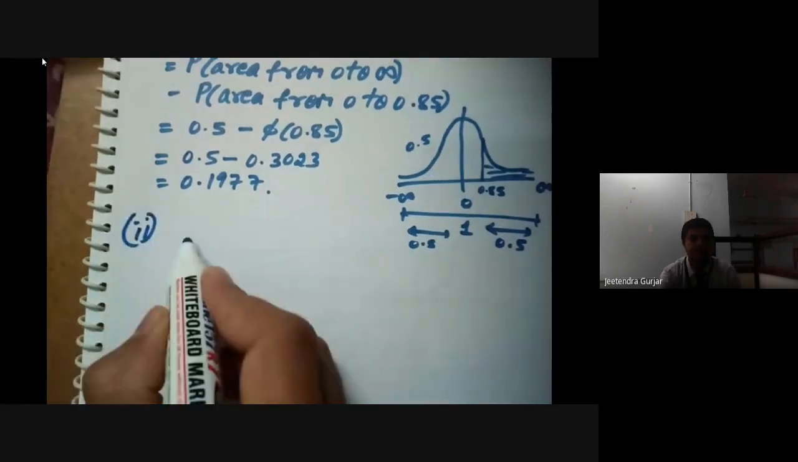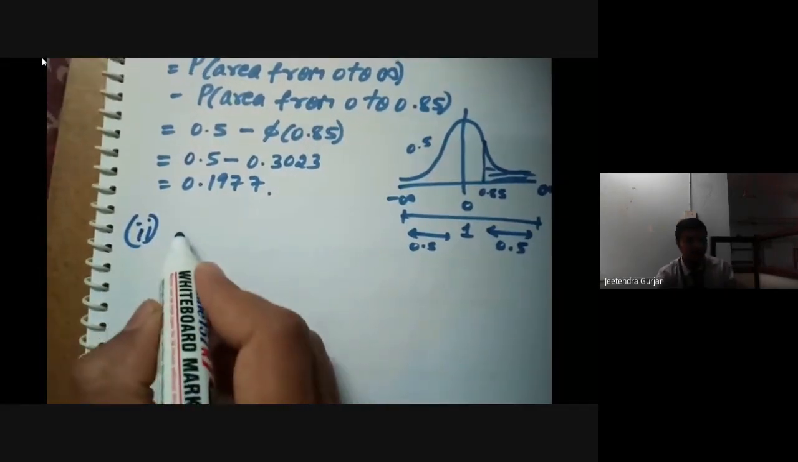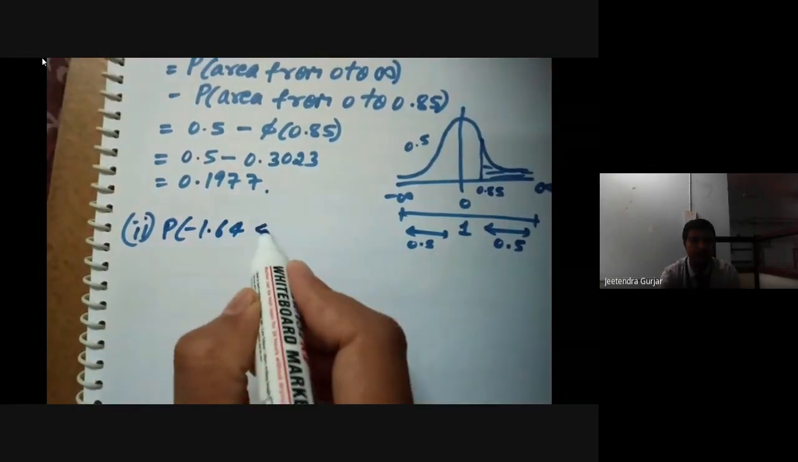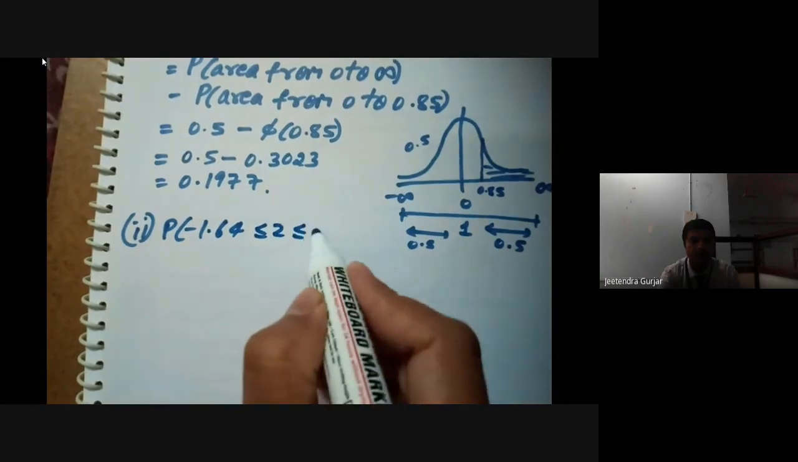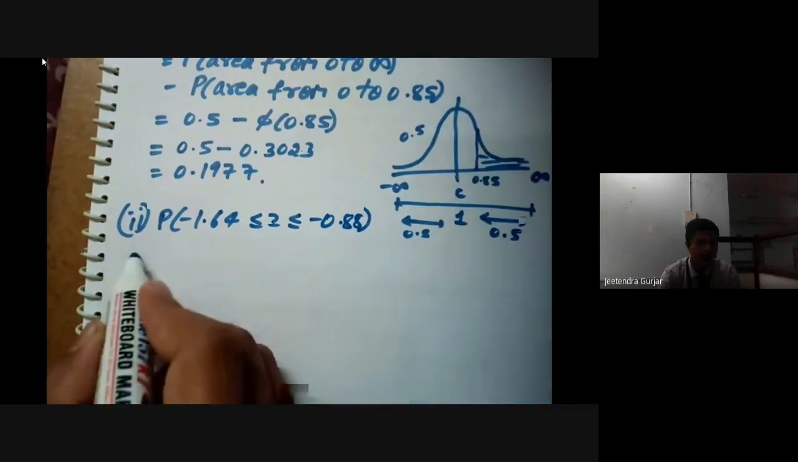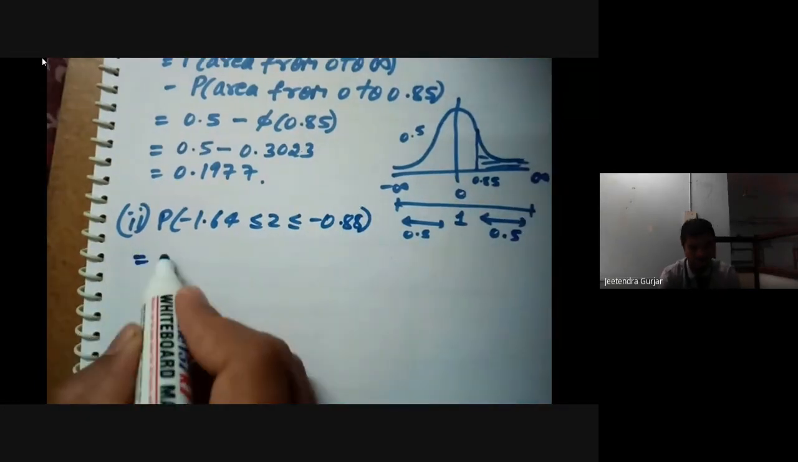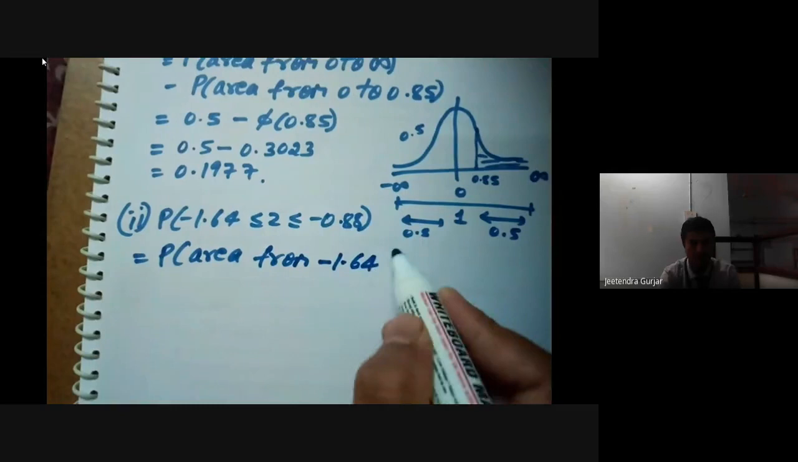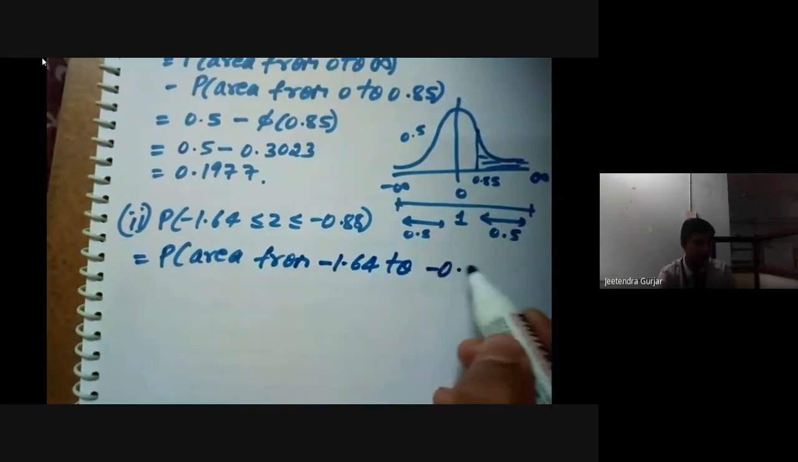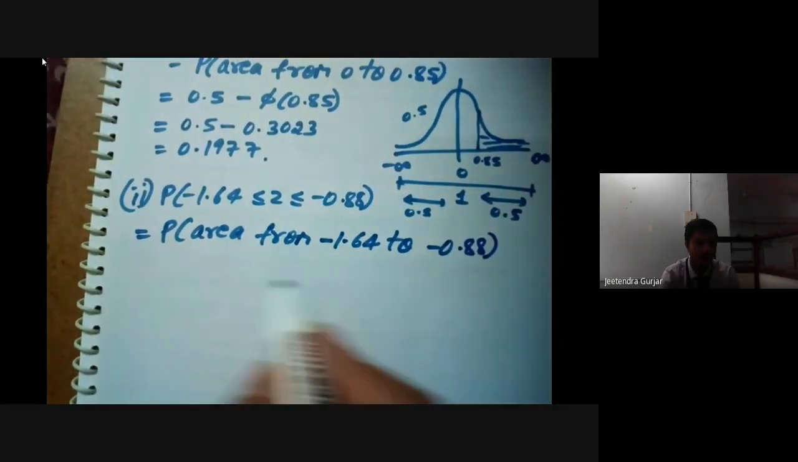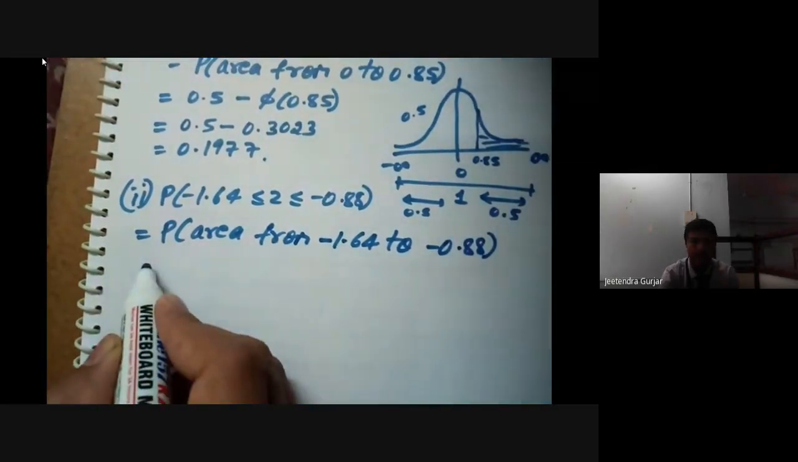So next we'll go with the second point, that is the probability between minus 1.64 is less than or equal to Z is less than or equal to minus 0.88, student. Now how are we going to calculate this? Yes, the probability we are going to take here is the area from 0. Always start from 0, remember. So here you want to calculate the probability from minus 1.64 to minus 0.88, student. But how will you take it?